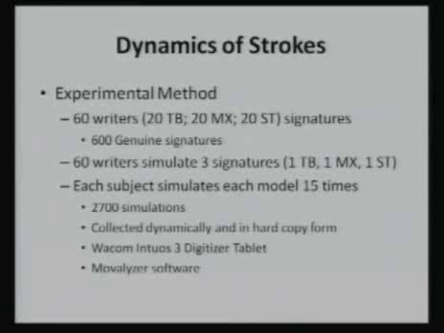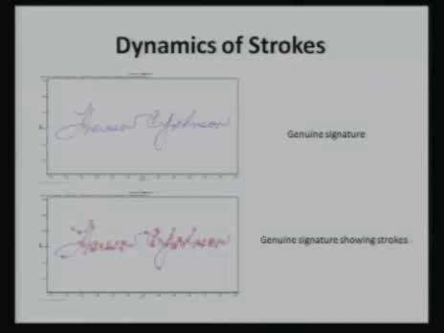Each subject in this study also gave 60 genuine signatures, 10 genuine signatures each. So we got each subject to simulate each model 15 times, which gave us 2,700 simulations. They were collected dynamically and in hard copy form with the tablet and the software. This is what it looks like.